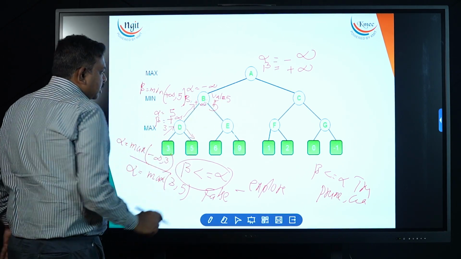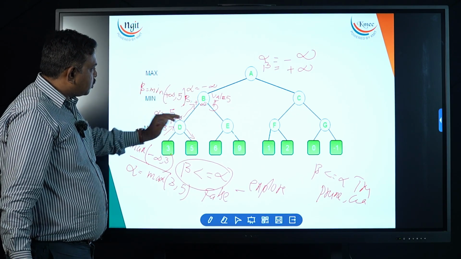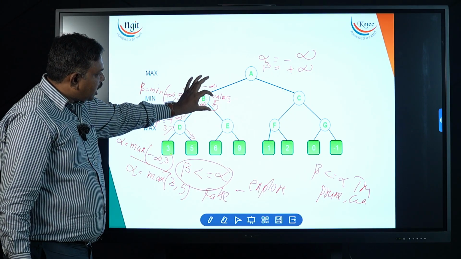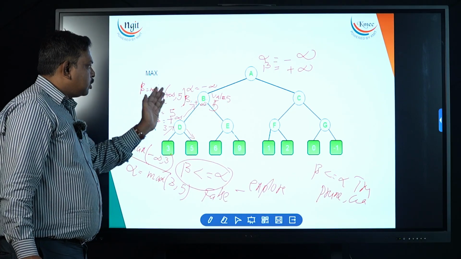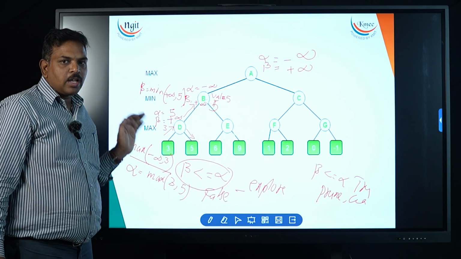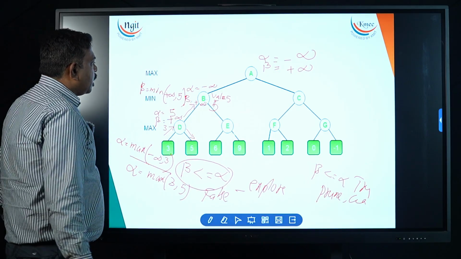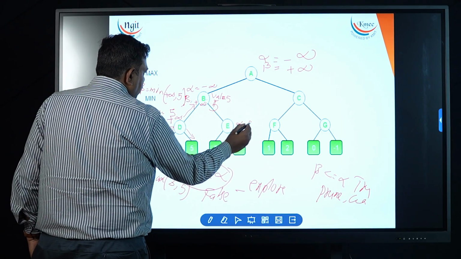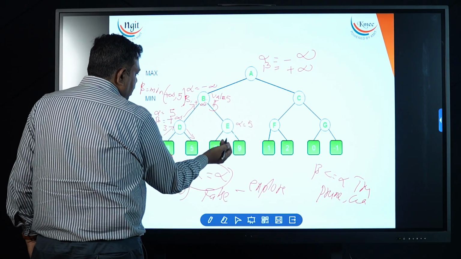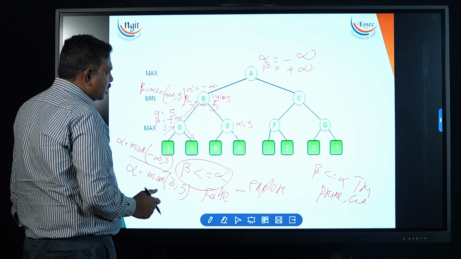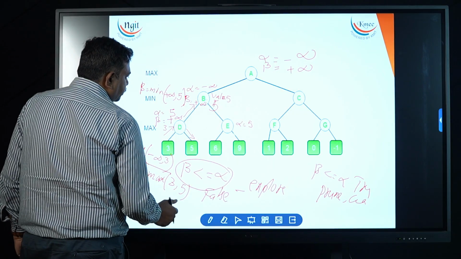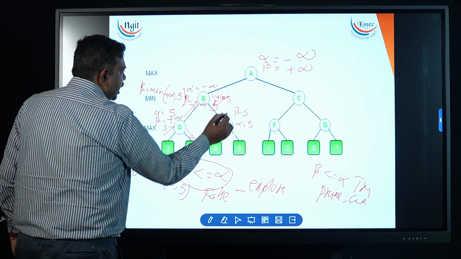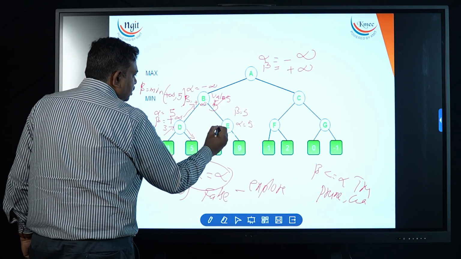That means this is a guarantee that at this level, whatever you explore, the minimum guaranteed value is 5 for the minimizer. That means his estimation value is 5. So anything less than the estimation means I don't need to go in this direction. The minimizer expects a minimum of 5 in his children. Now this 5 is sent here, where alpha is already equal to 5. Whether you go for exploring E or not, alpha is equal to 5 and here beta is already equal to 5.